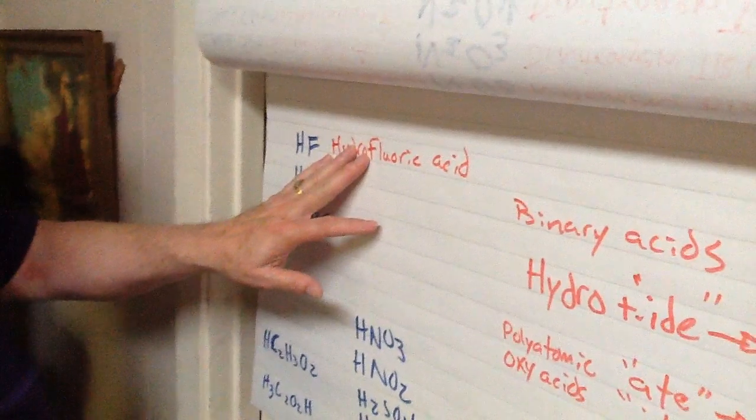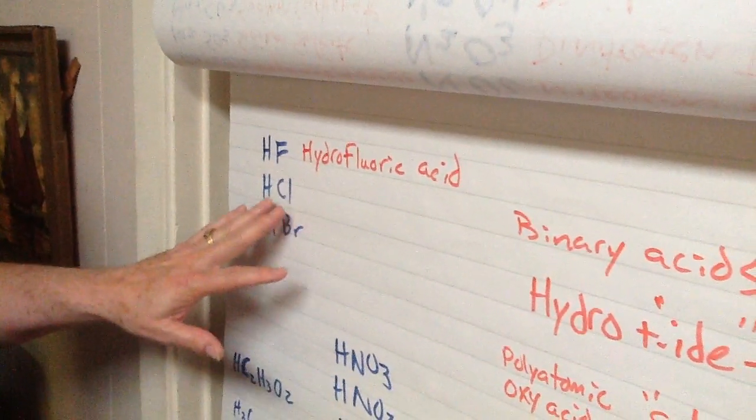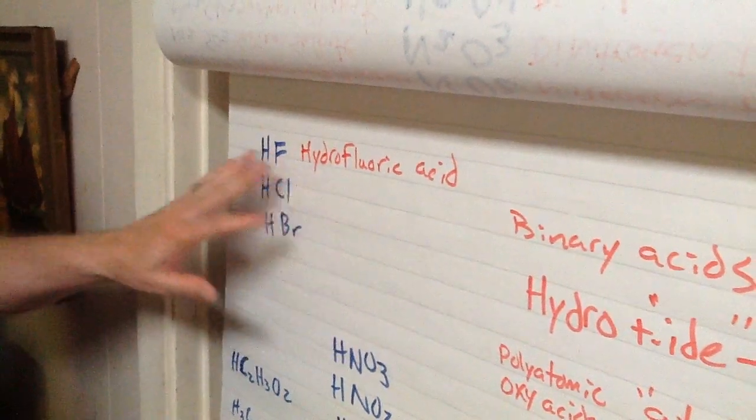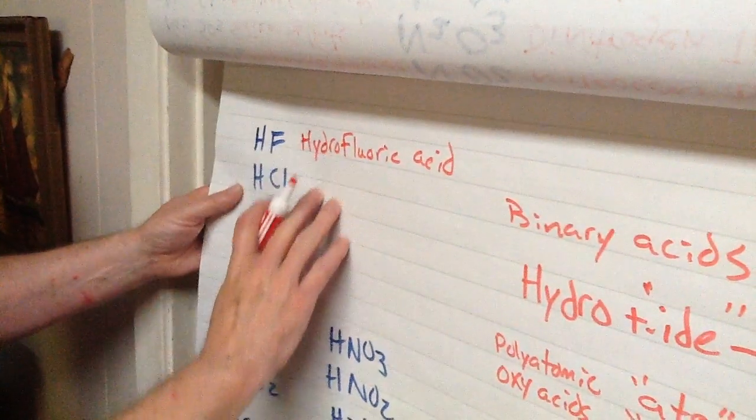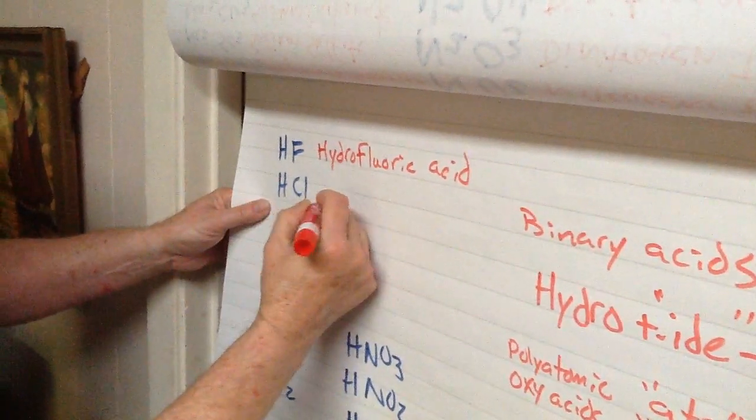So it's really dangerous to work with. I don't like working with it. And that is used, like I say, by artists to etch glass. So you have to store it in plastic bottles because it dissolves glass. The next one's very common.